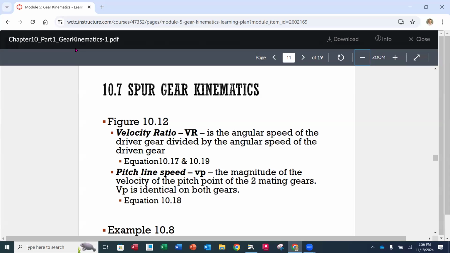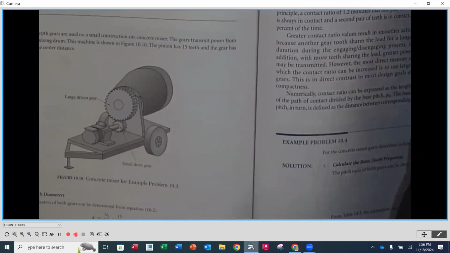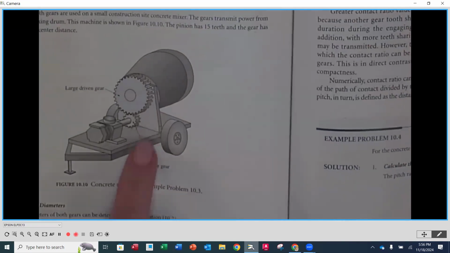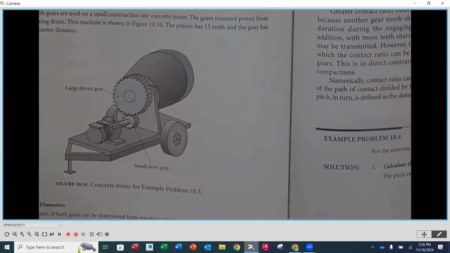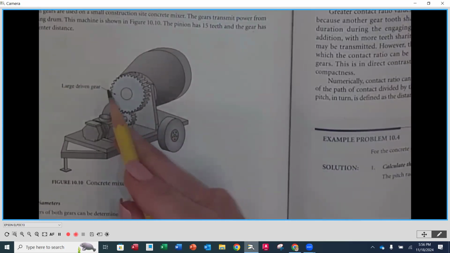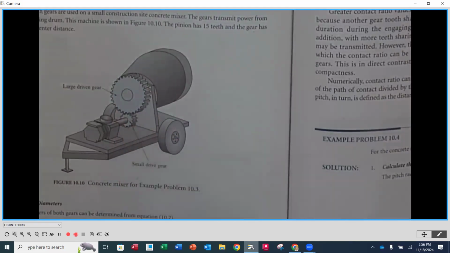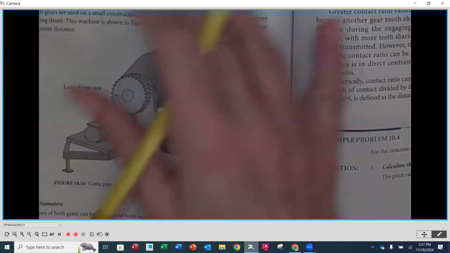Okay. So if we look back at page 268, and we look at that cement mixer, okay? What I want to know when I have the velocity ratio between these two gears is how many times does that little one have to go around to get this one to go around just once, okay? All right. Now, there's a couple ways we can determine that, okay?